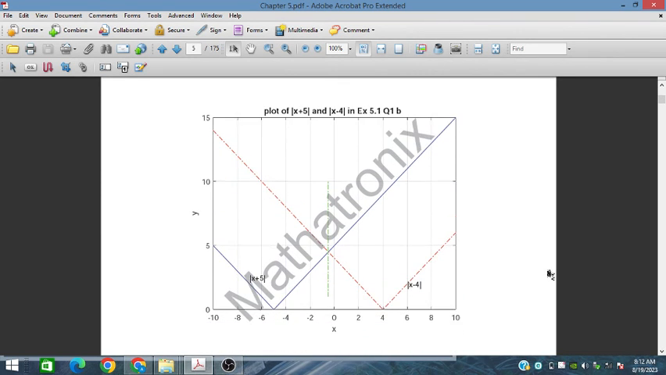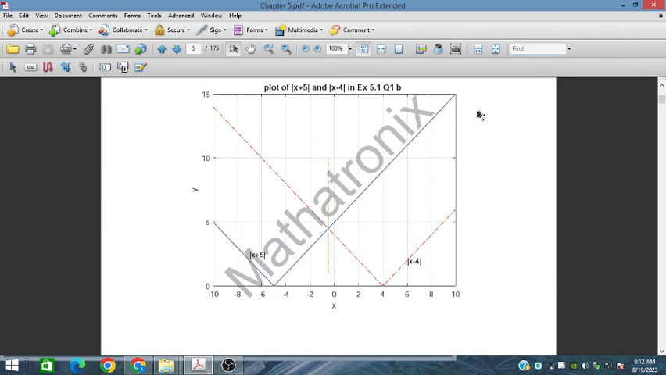This is x plus 5. When we substitute x equal to 0, its value will be 5. When x is equal to 0, the value of y is equal to 5. So because this is x plus 5, this graph, this slope is x plus 5, and this part is just a mirror image.